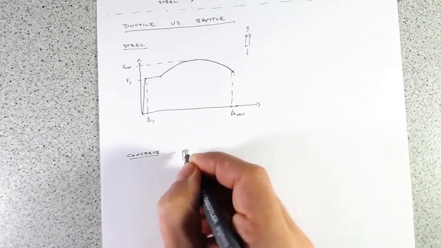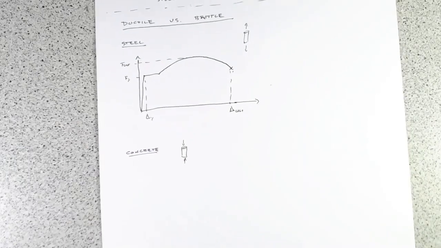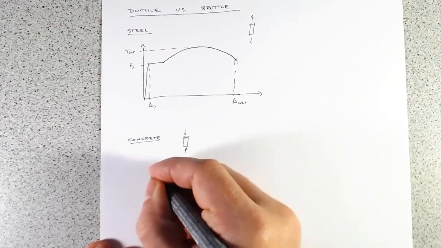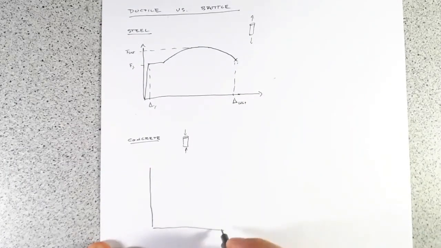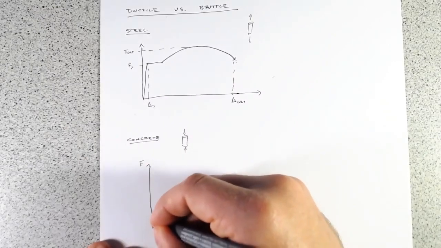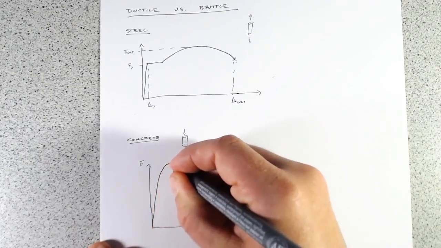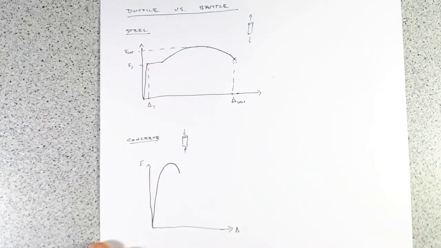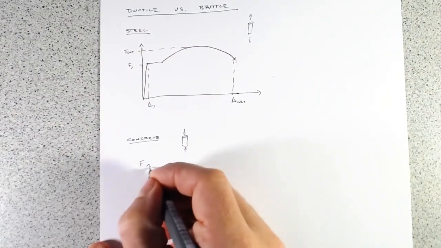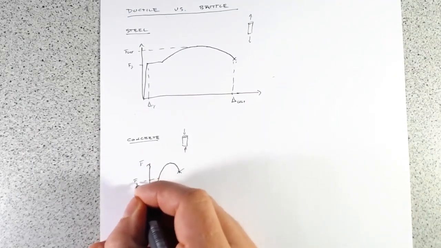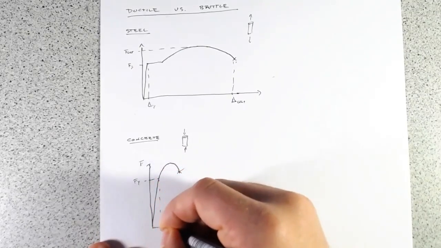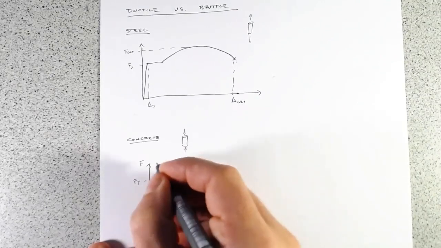Concrete, think of this as a cylinder of concrete in compression. So if this is our delta, and that's our force, our concrete is going to come up really high in force, and the force displacement looks a bit like a lollipop, where there's not really a true yield, but we'll do our best.